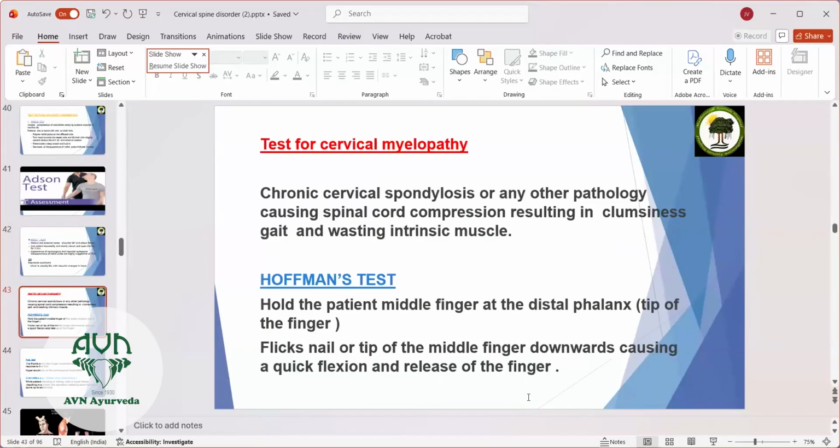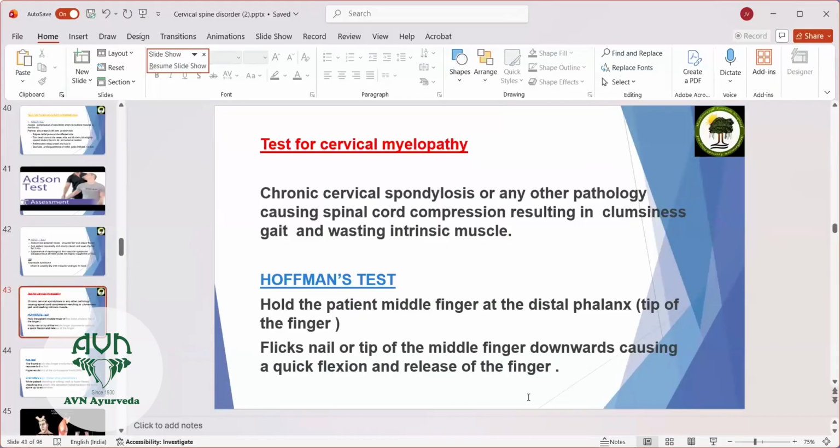So the next test is to rule out and assess cervical myelopathy in chronic cervical spondylosis or any other pathology affecting the spinal cord. At first, I said that cervical lesions are divided into 2: column lesion and cord lesion. Column lesion means diseases affecting the vertebrae and the intervertebral disc. And cord lesion means diseases affecting the spinal cord.